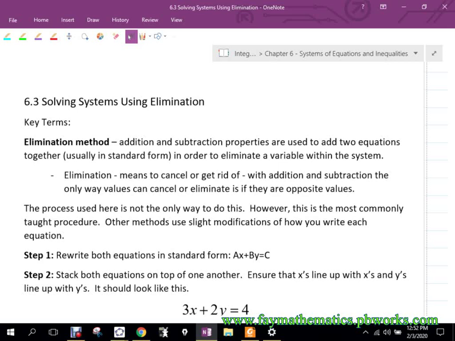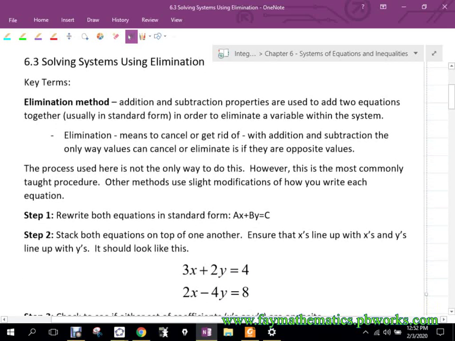But it doesn't matter in the long run if you understand what we're doing here. As long as you have your x's on top of x's, y's on top of y's, constants on top of constants, and the equal sign on top of the equal sign, you're going to be fine with this process. Because of the way a lot of our questions are presented, I'm just going to work with that format initially.